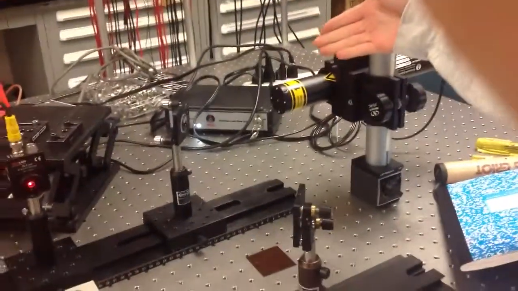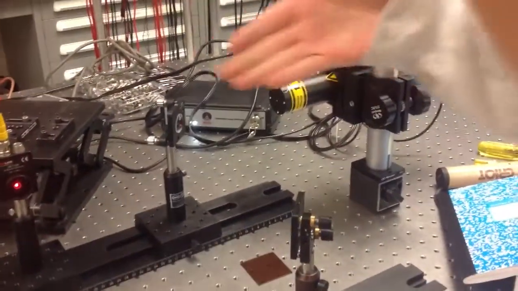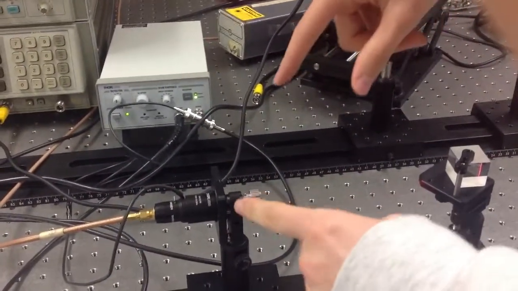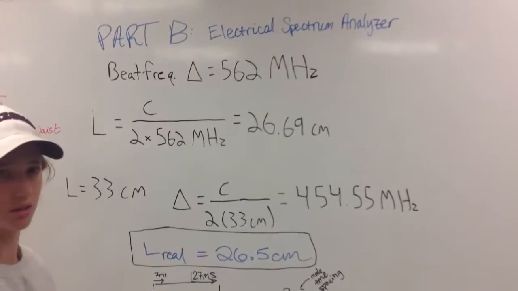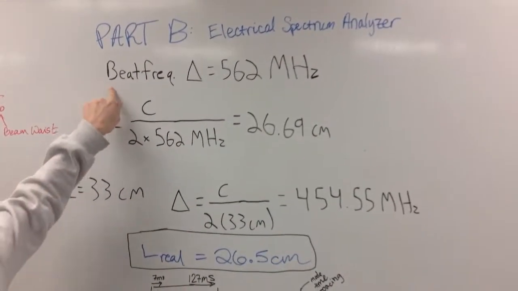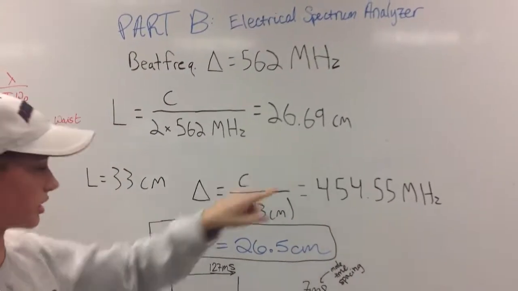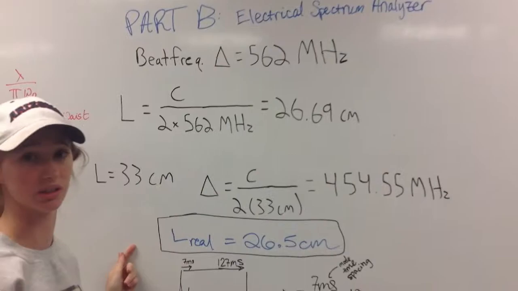We have light from a laser source, which is 45 degrees linearly polarized, which images the system onto a beam splitter, which splits the light to a fast detector and to a Fabry-Perot scanning detector, scanning frequency of 10 gigahertz. With the fast detector, we measured a beat frequency of 562 megahertz, which gave us a laser cavity length of 26.69 centimeters, which is very close to the given value of 26.5.